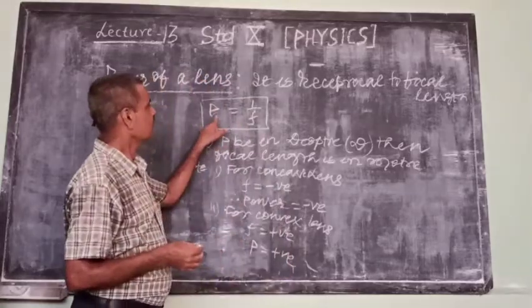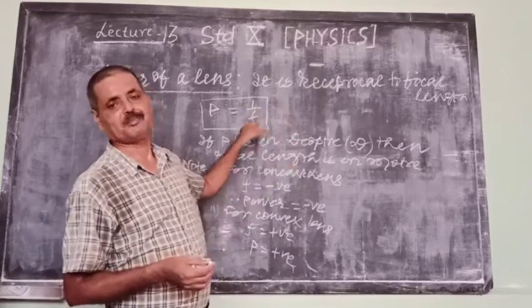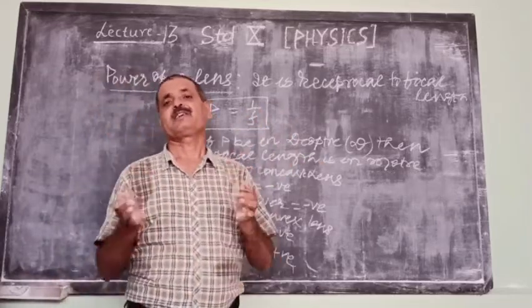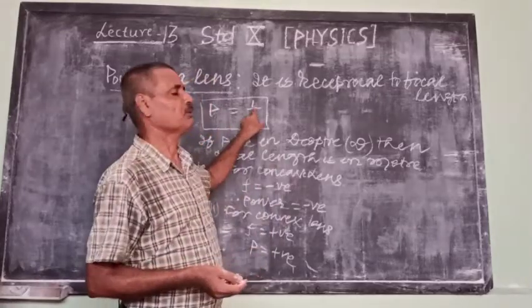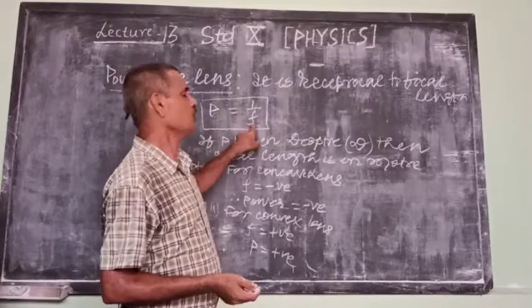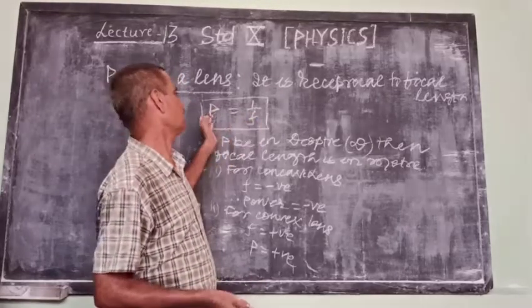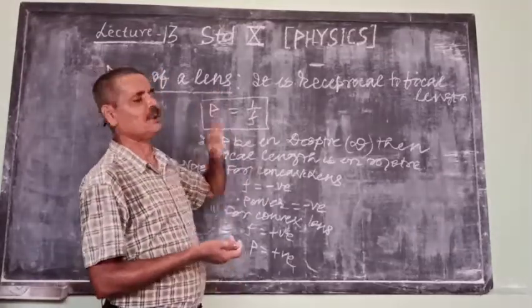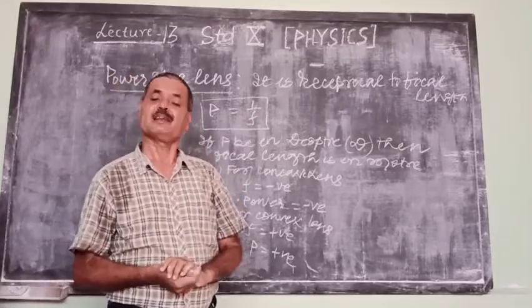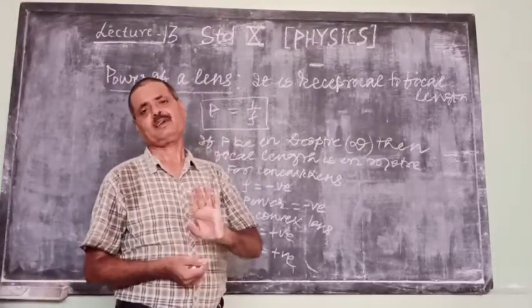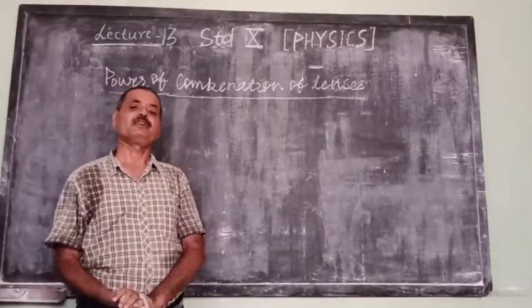That was the power of the lens. A very simple definition: power of the lens is reciprocal to its focal length. So P is equal to 1 by f. Among these two, if f is given in meter, then power will be in diopter. And if the power of the lens is given, we can easily calculate the focal length of the lens used.